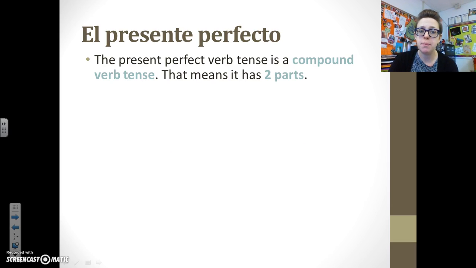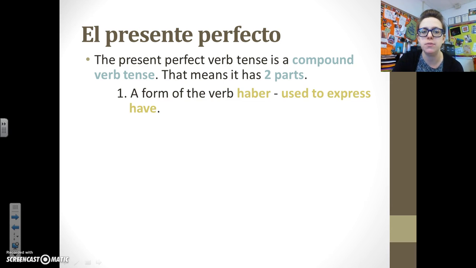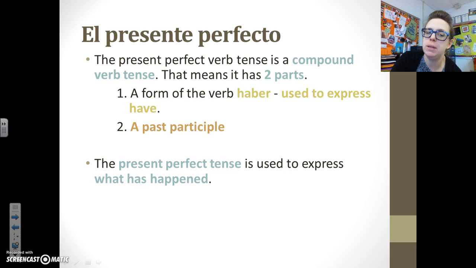So, el presente perfecto. A present perfect verb tense is a compound verb tense. That means it has two parts. The first part is the form of the verb haber. It's used to express have. The second part is called a past participle. When the present perfect tense is used, it's used to tell what has happened.